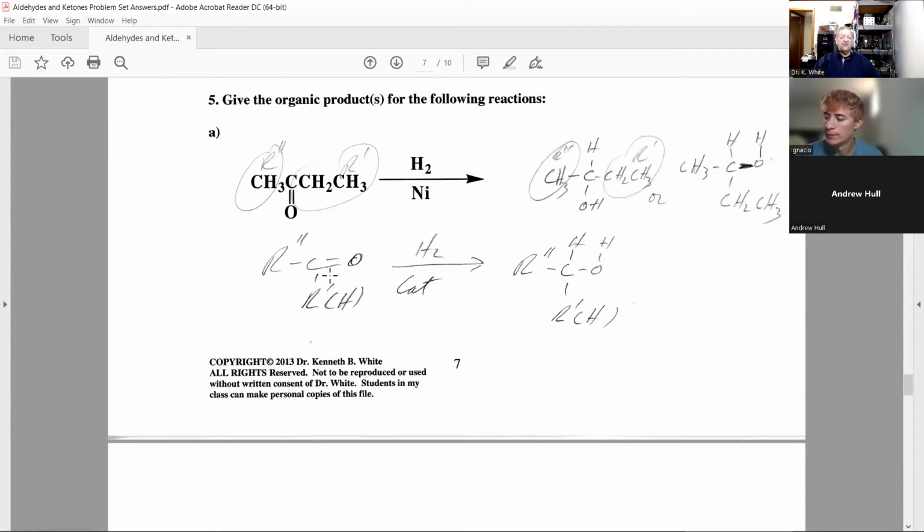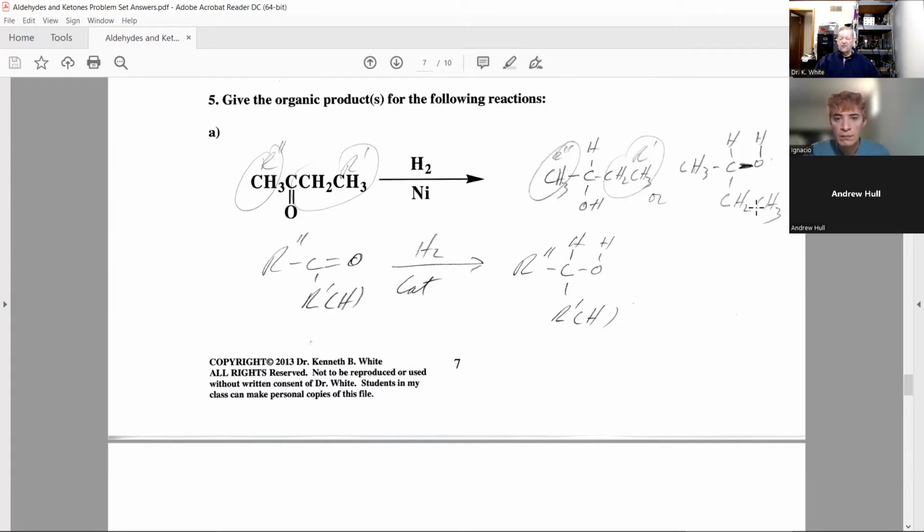If you have a ketone or aldehyde, hydrogen and catalyst. Catalyst can be nickel, platinum, or palladium, which I didn't write down. You break the pi bond of the carbon-oxygen double bond, and each atom gets a hydrogen. Do you break carbon-carbon single bonds? No. So I have 4 across. I end up with 4. Break the pi bond. This carbon has a hydrogen, and the oxygen gets a hydrogen.